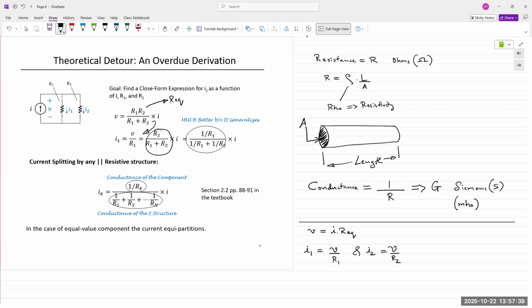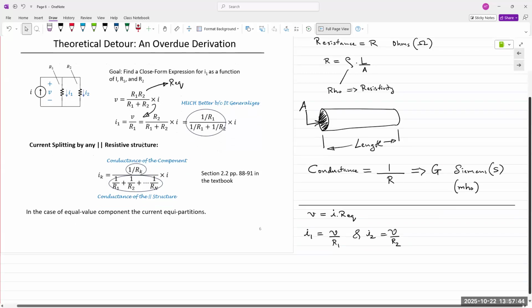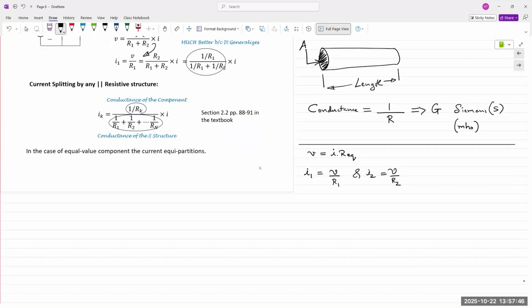Yes, R2 over R1 plus R2. I1 is V over R1, and V is R1 R2 over R1 plus R2, divided by R1, times I. So R1 cancels out, leaving behind R2 over R1 plus R2.